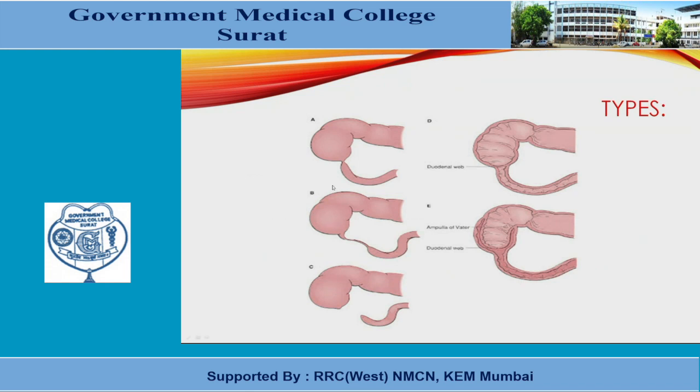There are various types: A, B, C, D and E. In type A there is a small atretic part in the duodenum. In type B there is a fibrous band, and the upper and lower parts are connected with a fibrous strand. In type C there is no connection between the upper part and lower part of the duodenum. In types D and E there is formation of a duodenal web.